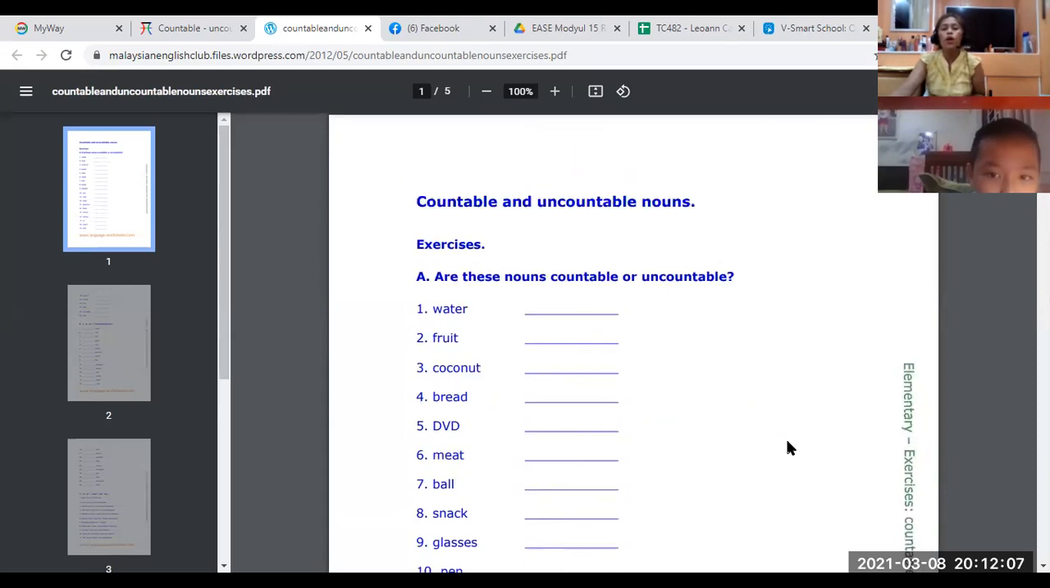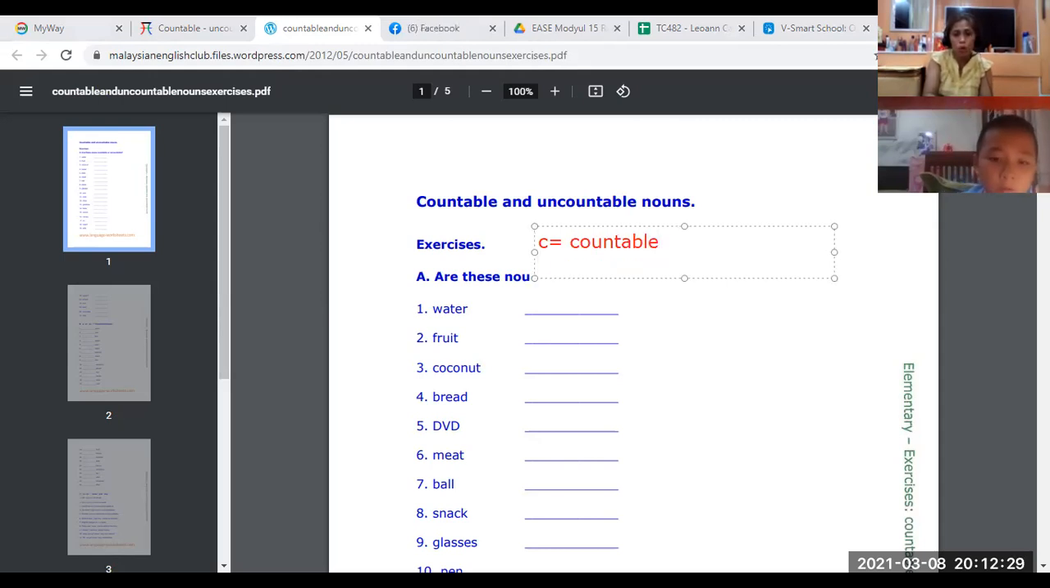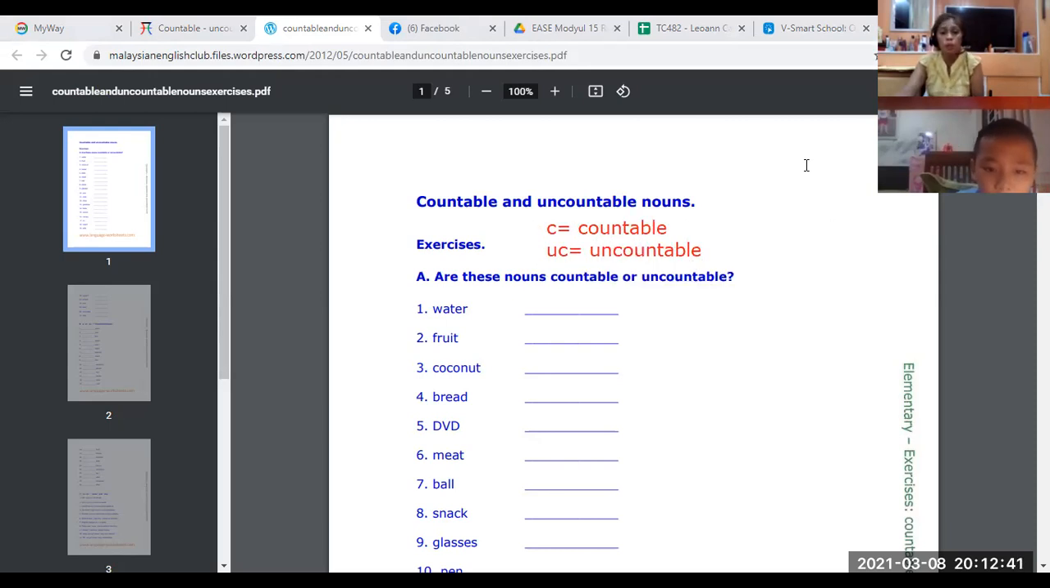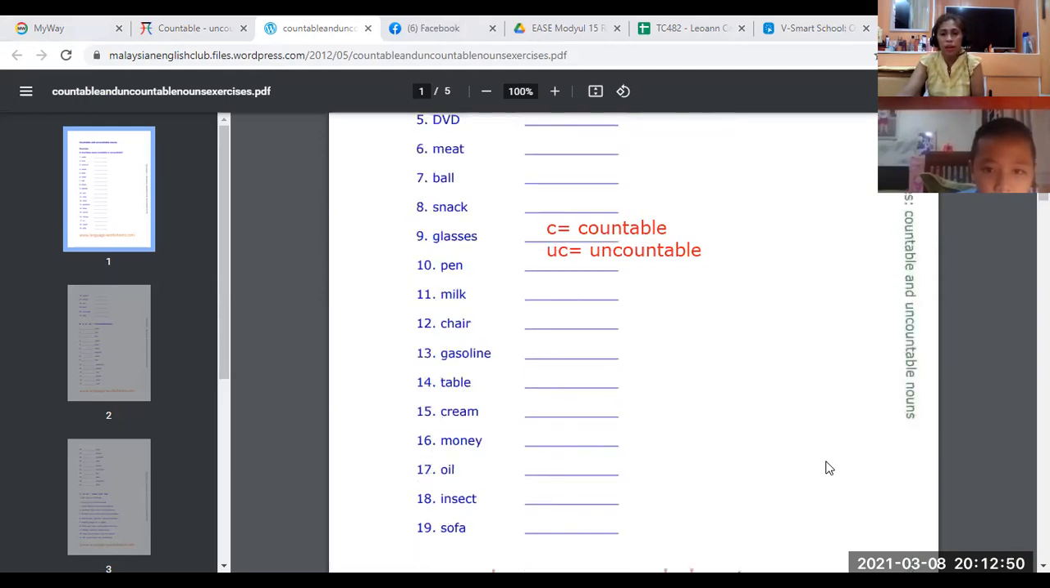Okay, now Kyo, listen to the teacher. Countable and uncountable nouns. You will have to write here: C for countable, and UC for uncountable. So you will answer this one. You write your answer here, numbers 1 to 19.